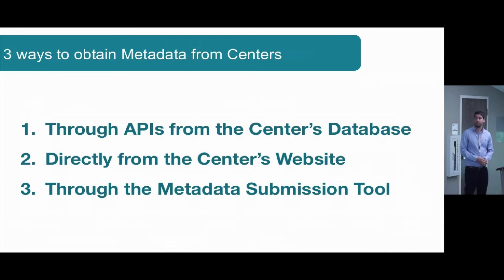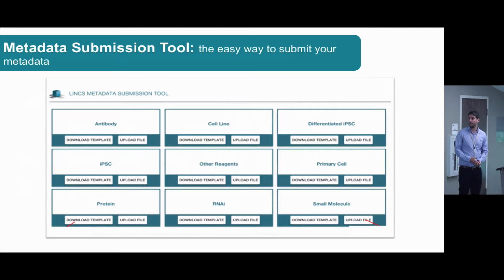And here I'm just going to describe 3 ways that we collect the metadata. The first and second ways are from the centers. Either we can collect them through an API from the center's database, or directly from the center's website. The third way is the new way, the cool way. It's our new Metadata Submission Tool. It's a very easy way for the centers to send us the metadata.